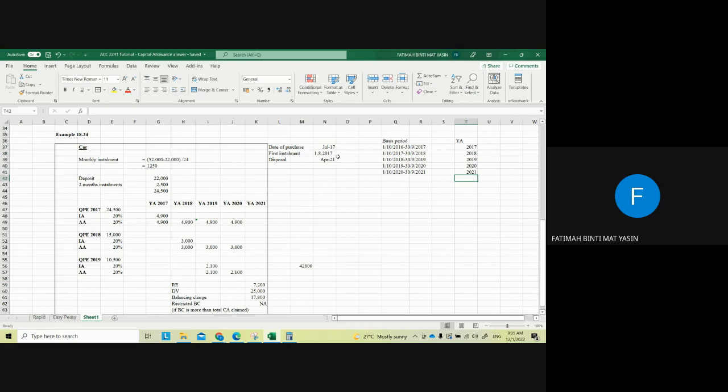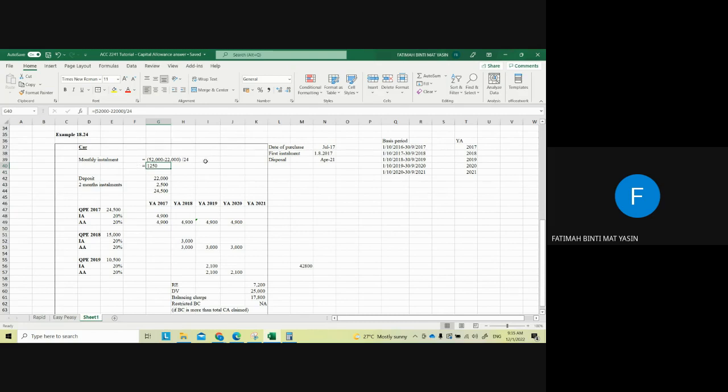For this one, because the company acquired the asset in 2017, for YA 2017 the company can claim their first initial allowance in 2017. As we have discussed, to calculate the monthly installment, it is the cash price minus the deposit, in this case the trade-in value for the old car. You divide by the number of installments, then you have 1250.